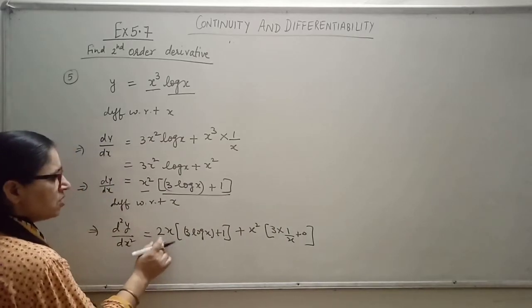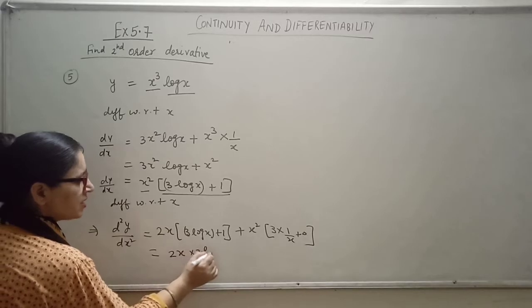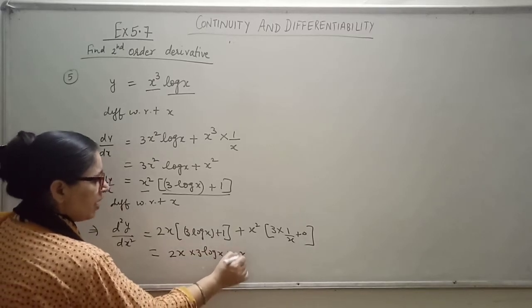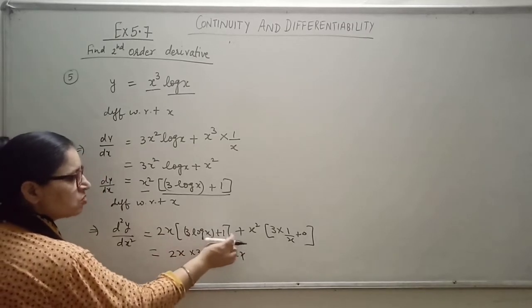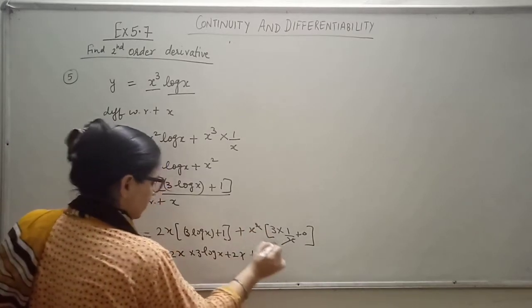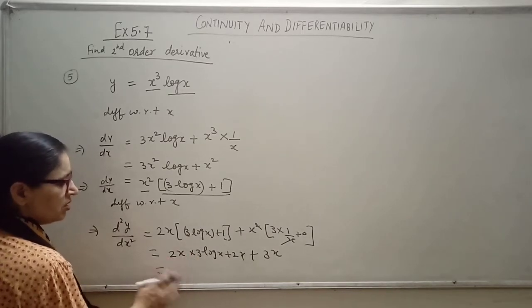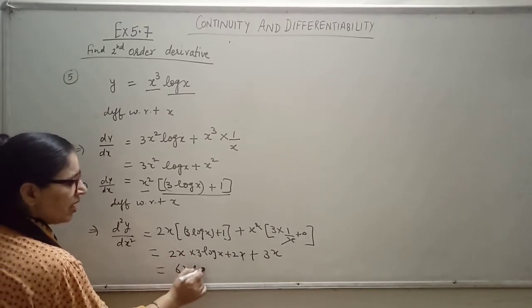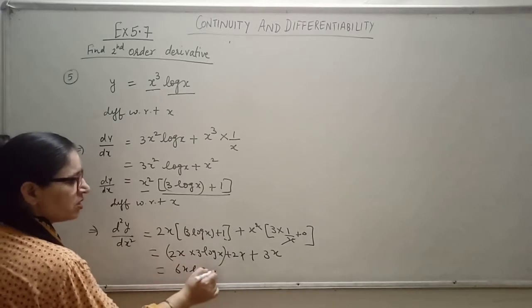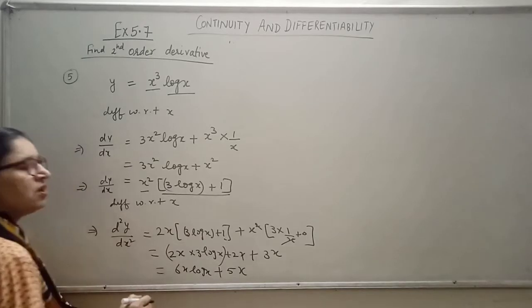So it becomes 2x into 3 log x plus 2x, because I am multiplying this with these two terms, plus this is cancelled. So this is 3x. Okay. So now it is 2 into 3. This is 6x log x. This would become the first term, and 3x plus 2x is 5x. This is your second.